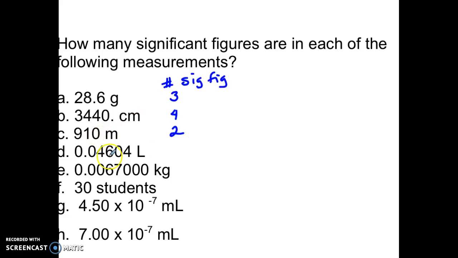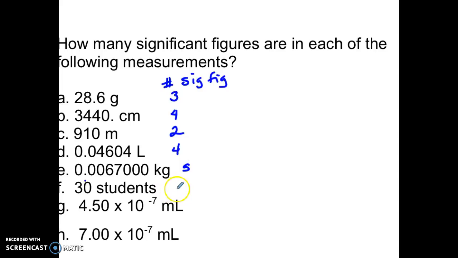Here you have leading zeros, they are never significant, and you have captive zeros, which are significant. So we don't count these, but we're going to count all of these. So this would be 4. And the same thing again, we have leading zeros and we have trailing zeros. These are not significant. The trailing zeros are, so there's 1, 2, 3, 4, 5.